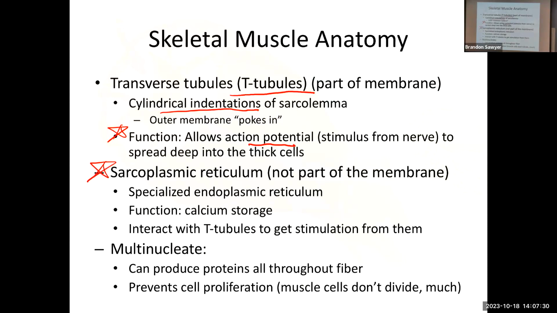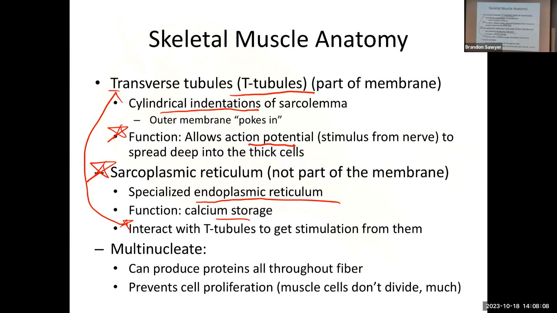We also have something called sarcoplasmic reticulum inside of skeletal muscle cells. This is a specialized version of the endoplasmic reticulum. We have the smooth endoplasmic reticulum and the rough endoplasmic reticulum in cells. This is a specialized version of that with the primary purpose to store and release calcium. Calcium is the primary ion that's going to allow us to cause muscle contraction, and so we store a bunch of it inside there. The sarcoplasmic reticulum interacts directly with these T-tubules because it's that nerve signal that's going to cause the calcium release to allow for muscle contraction.